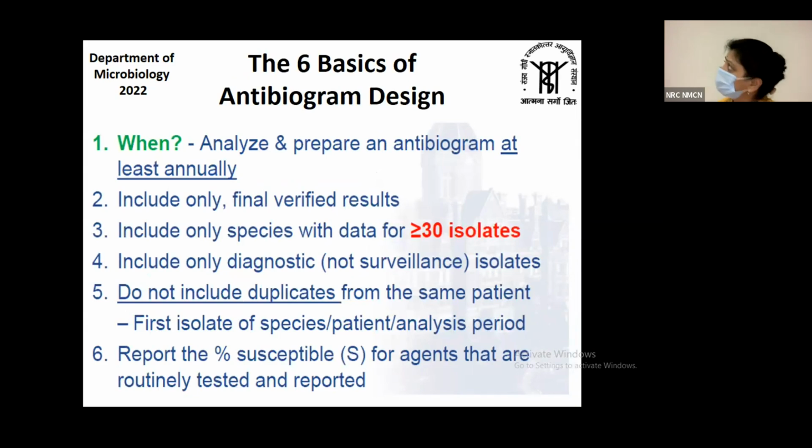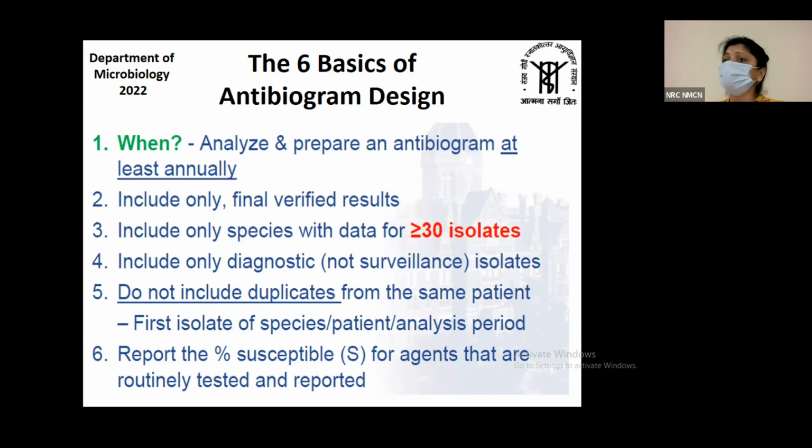So what are the 6 basics of antibiogram? Analyze and prepare at least annually. If you are not able to do it 6 monthly, at least you should do it annually. Include only final verified results. Always remember that the minimum number of isolates has to be 30. You only give an antibiogram for a pathogen where the number of isolates is 30. If it is less than 30, please do not plot an antibiogram because it is statistically inaccurate. That is what the guidelines say.